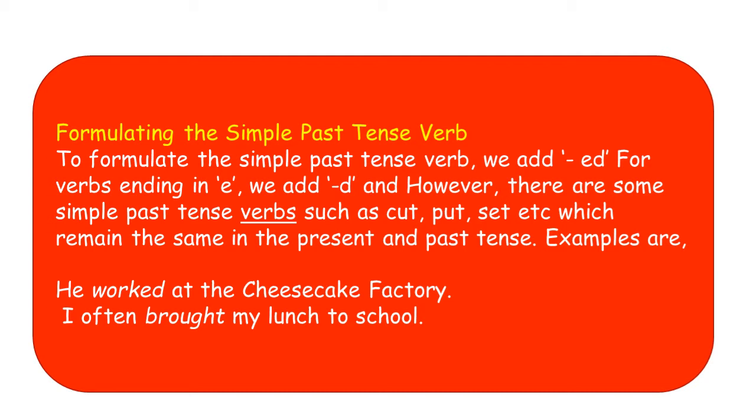Here, the structure of this tense is subject plus V2 verb; V2 form we have to use. Okay, in some cases, some verbs will be the same form in all three, that means V1, V2, V3. Example words: cut, put, sit. This will remain the same in present and past.